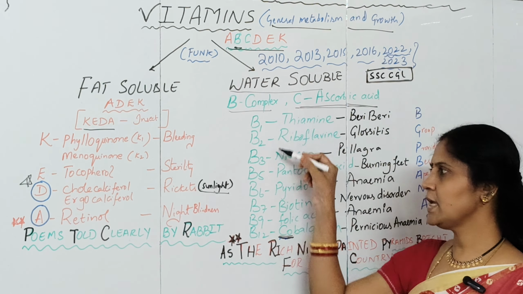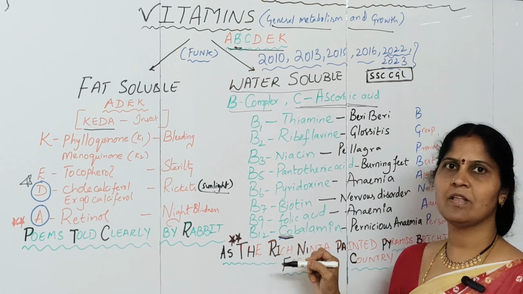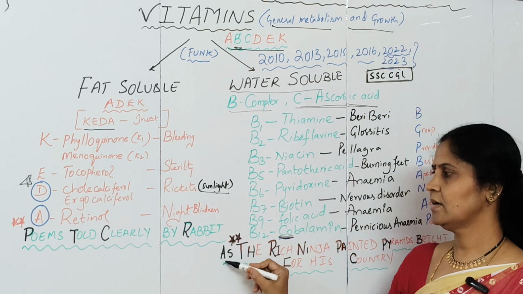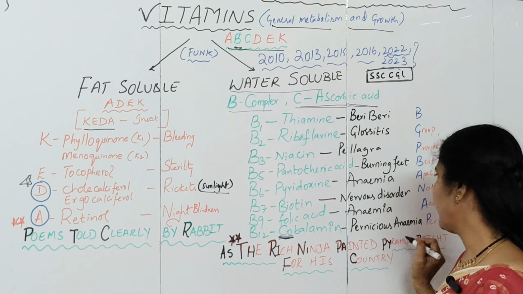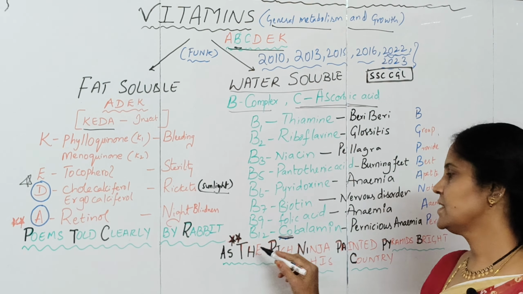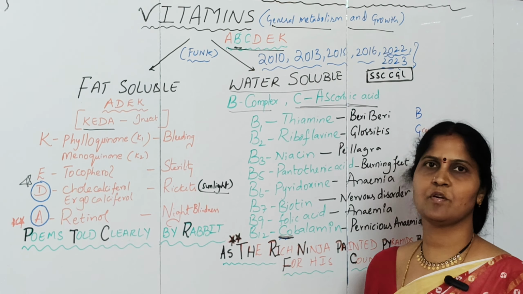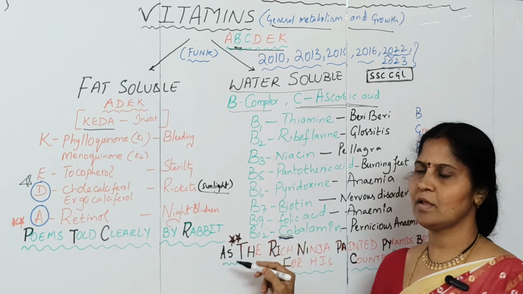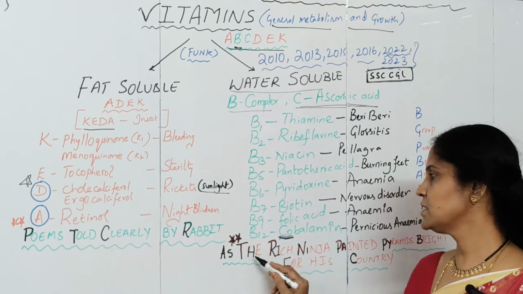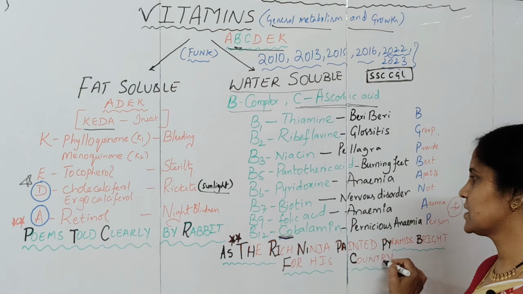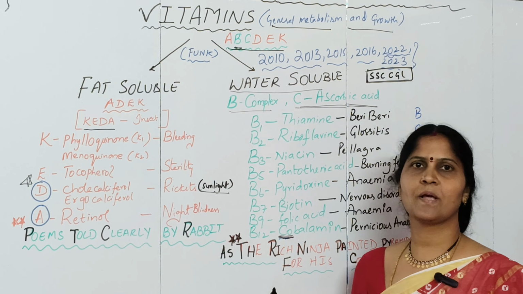Then to remember all these B complex group of vitamins, we have a sentence that I gave in the previous classes also. As, A stands for ascorbic acid, which is vitamin C. The rich ninja painted pyramids bright for his country. So in this particular sentence, A stands for ascorbic acid. If you don't want to remember the C vitamin, you can just remember the B complex group of vitamins: the rich ninja painted pyramids bright for his country, wherein the first two letters depict the scientific names of all the B complex group of vitamins.